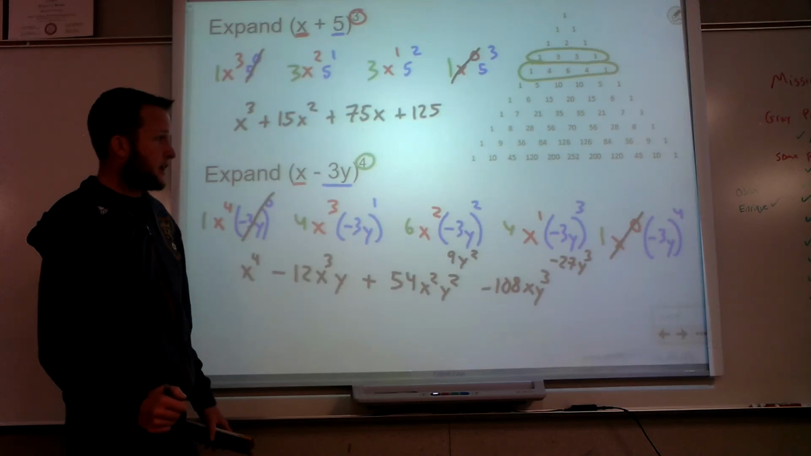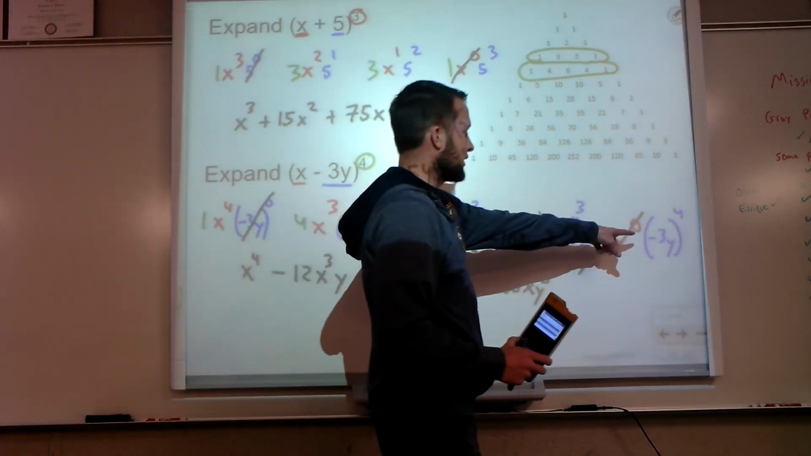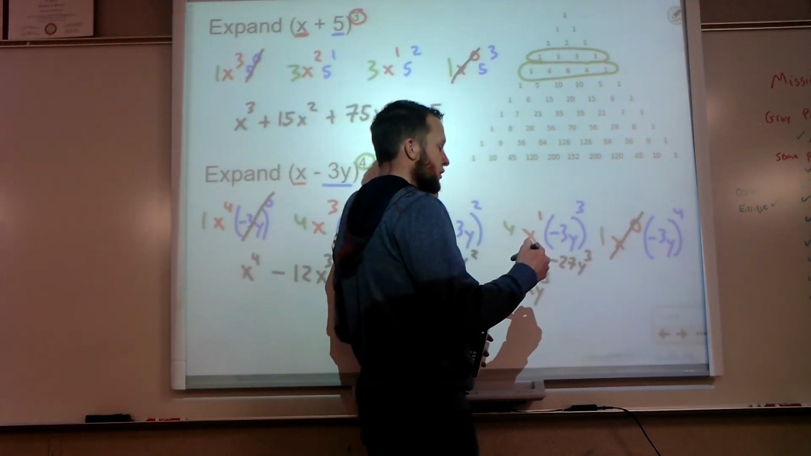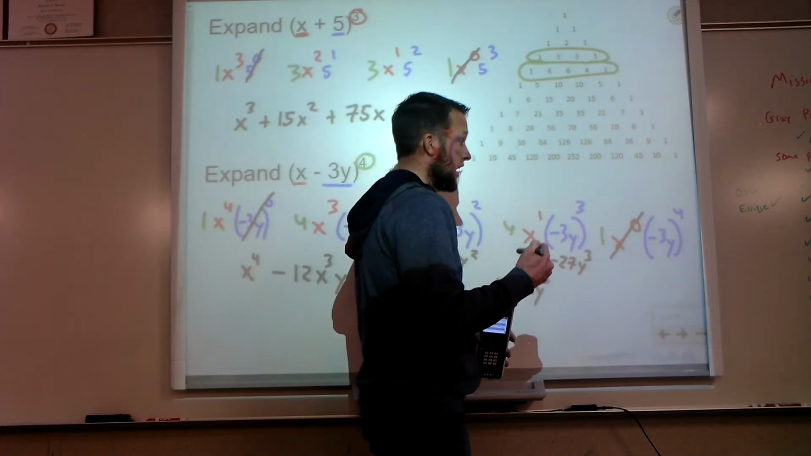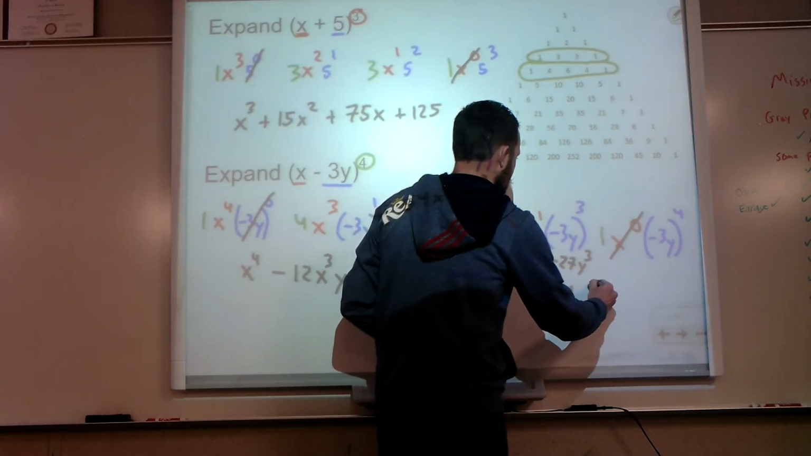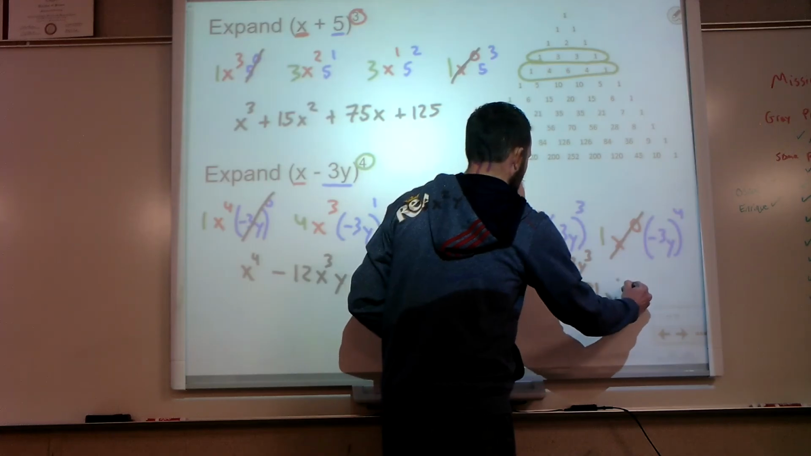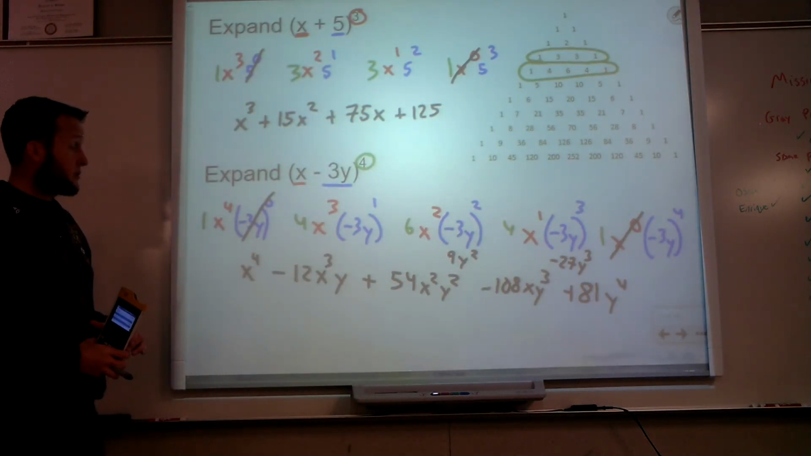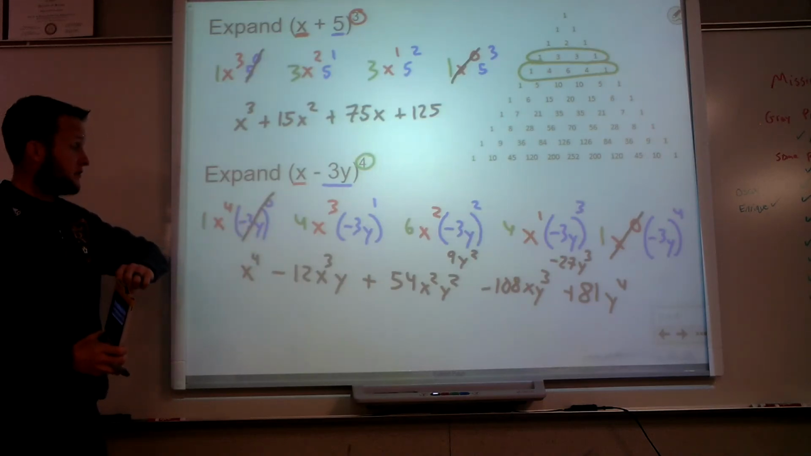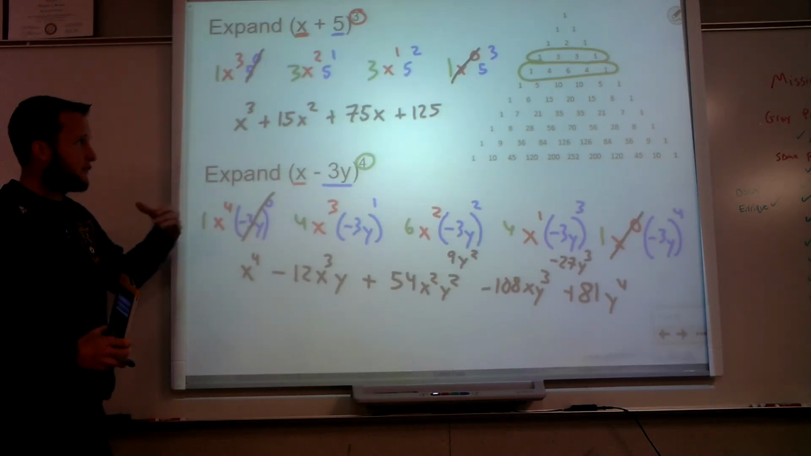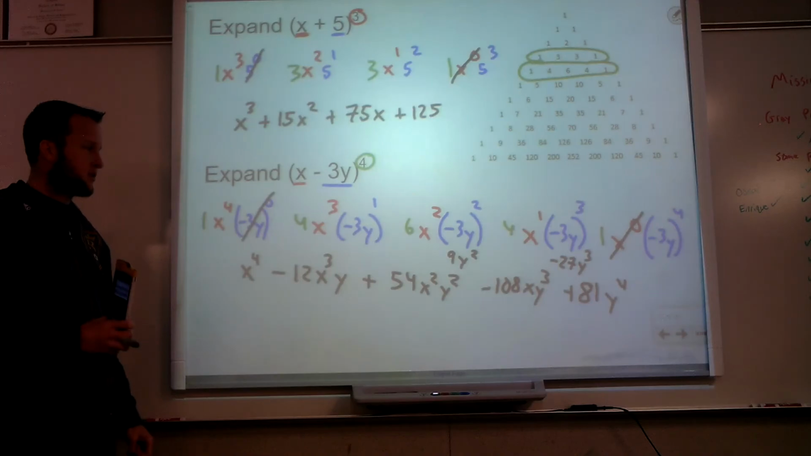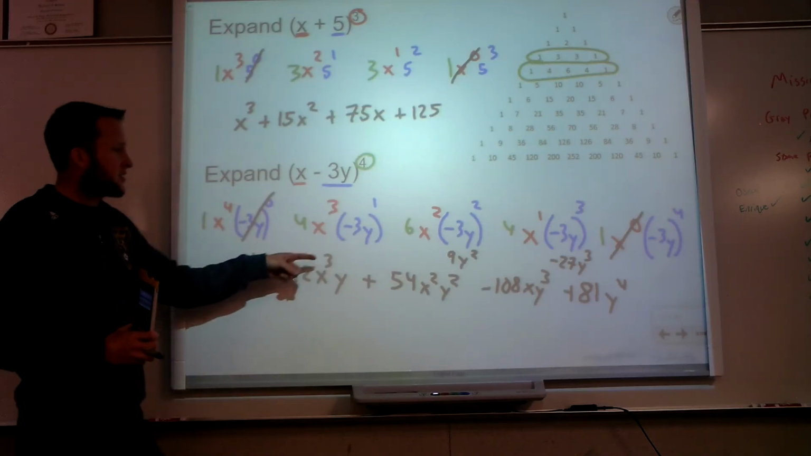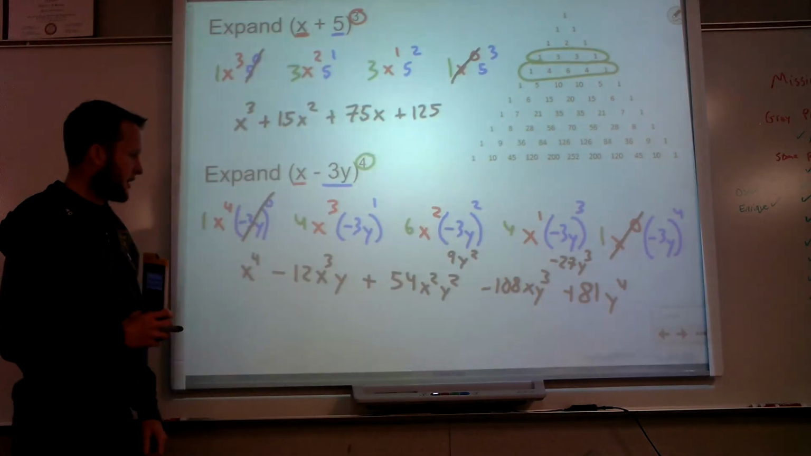Then for our last one here, we have negative 3 to the 4th. Negative 3 to the 4th is 81, so this is going to be 81y to the 4th. Now this one was a little bit messier because of the negatives. You could imagine multiplying this out 4 times, you probably would have made a mistake. But it's a little bit easier if you follow my steps.